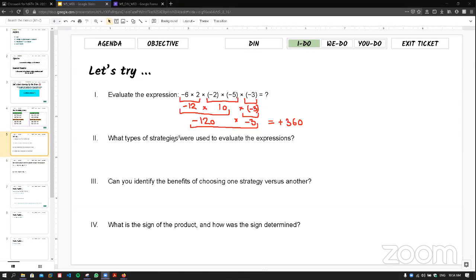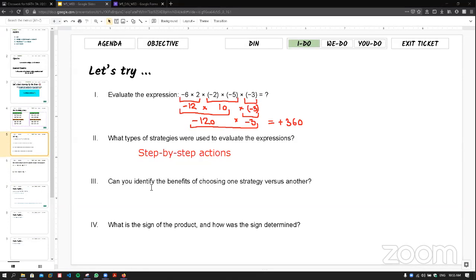So what types of strategies will you use to evaluate this expression? I would say it's step-by-step actions. Okay, that's the strategy that I used, and we can also call that the step-by-step strategy. If you see this step, it's step 1, and this is step 2. Okay.